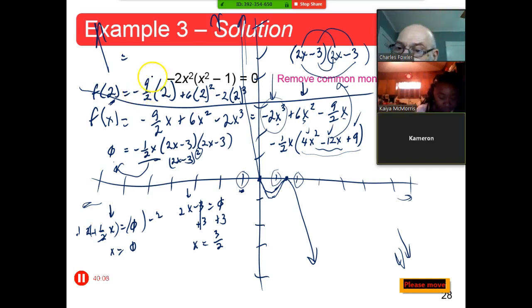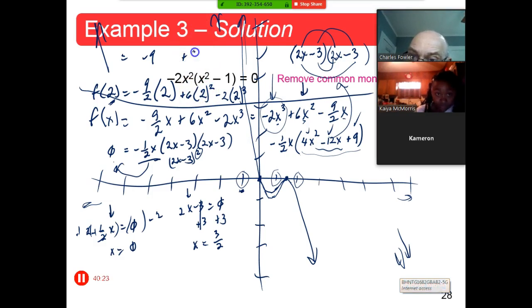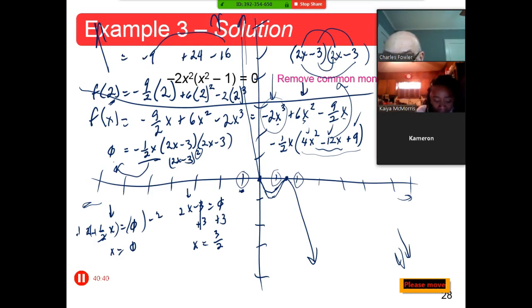And what's negative 9 times 9 halves times 2? Negative 9. You got it. And what's 2 squared? Say again? 4 times 6 is 24. Okay. And what's 2 cubed? 8 times negative 2 is negative 16. Perfect. Let's add your negatives together, and what do you get? Negative 25 plus 24 is minus 1. Hey, look at that.